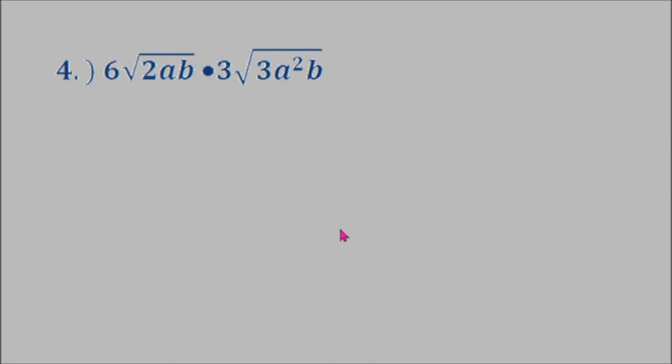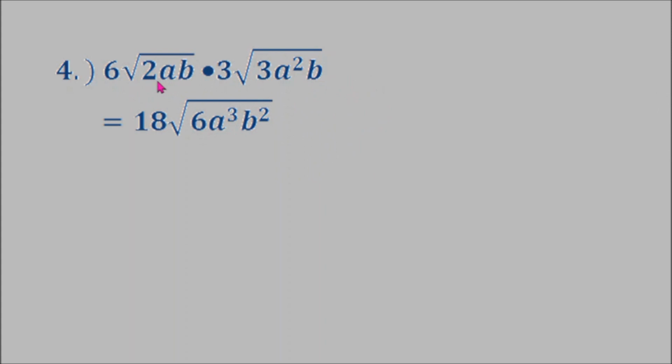Example number 4, 6 times square root of 2ab times 3 square root of 3a squared b. Since the indices are the same, 2 here and also here, we can multiply first the coefficients. That's 6 times 3, that's 18.